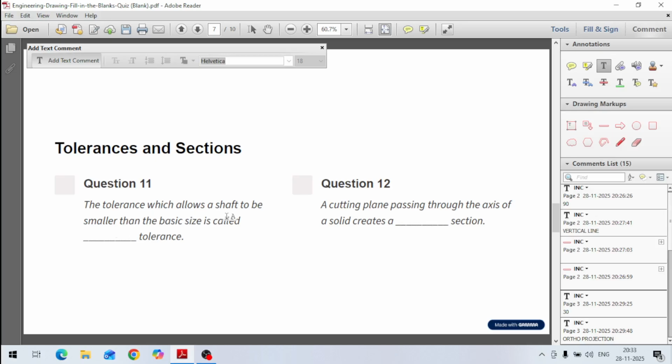Next is: the tolerance which allows a shaft to be smaller than the basic size is called blank tolerance. Smaller than the basic size. So tolerance may be minus 0.01, minus 0.02. It will always be in minus. So that tolerance is called negative tolerance. What may we call it? Negative.